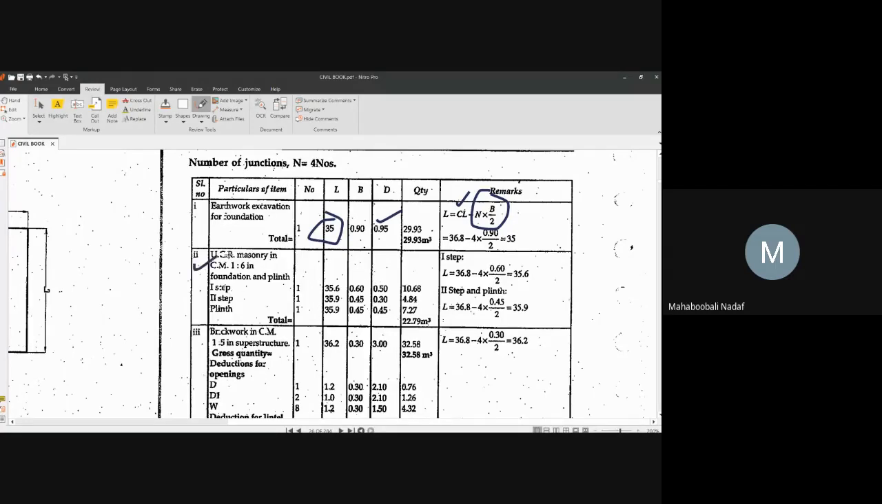Come to sidestone masonry, or UCR. UCR means uncoursed rubble masonry. SSR means sidestone masonry. How many footings are there? Three steps, sir. First, second, third. So what is the width of the first?